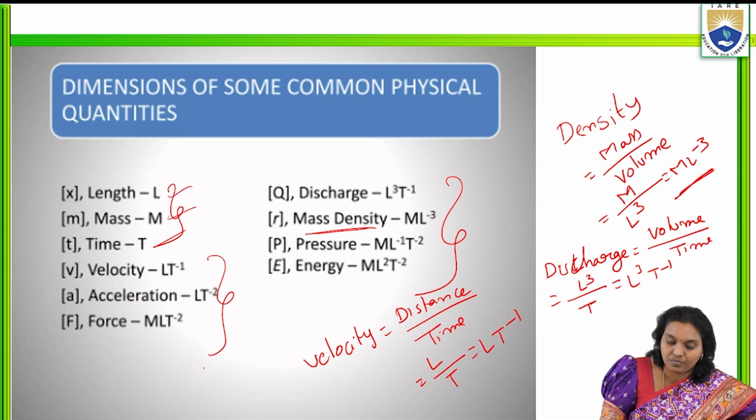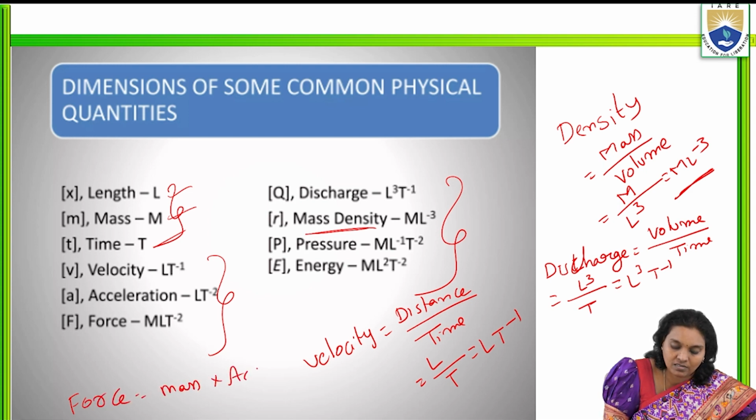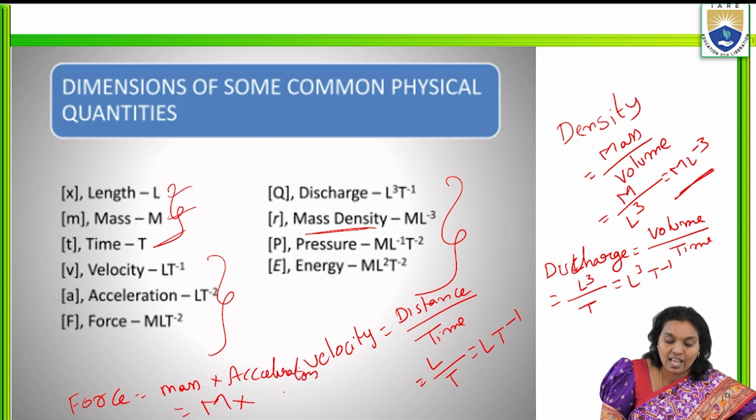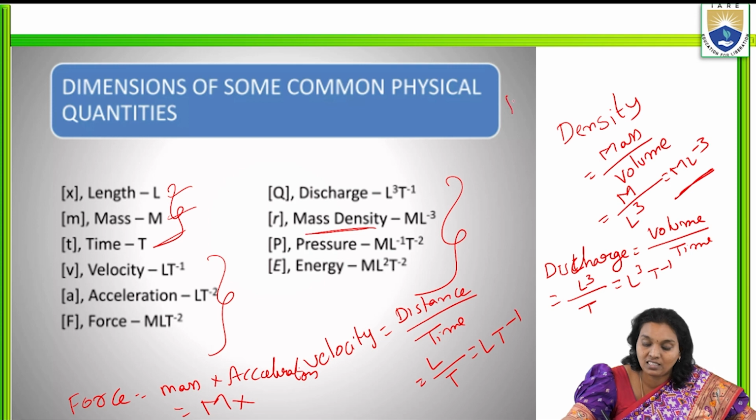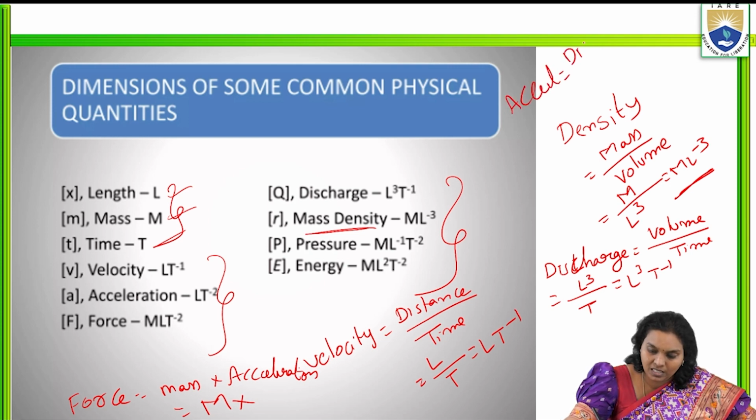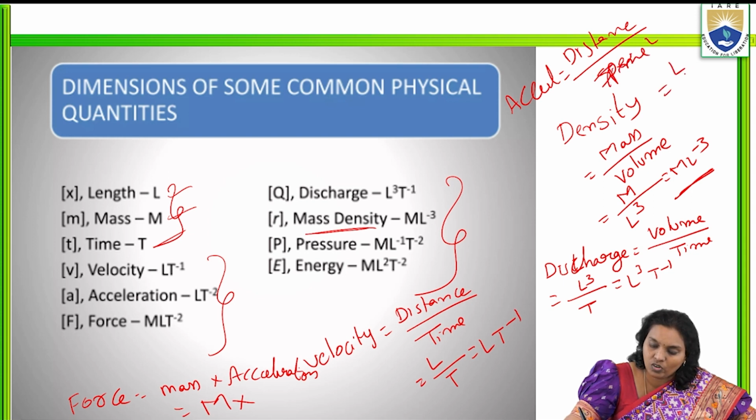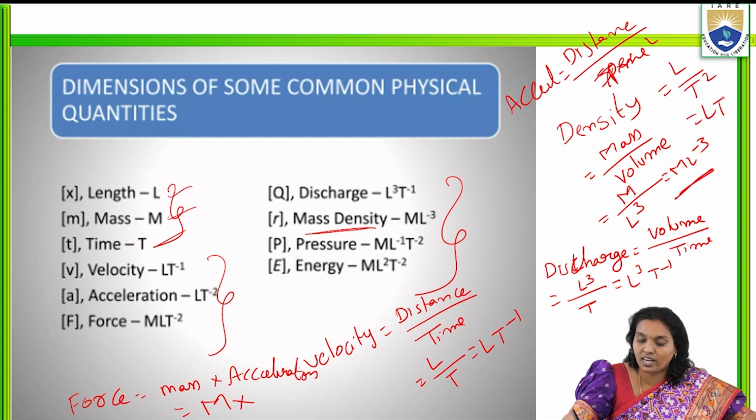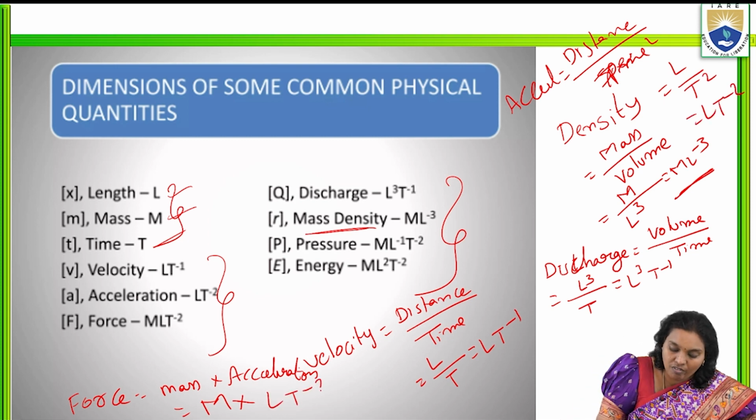So coming to the force. Force is equal to mass into acceleration. Mass is M. Acceleration, first we may calculate acceleration. Acceleration is equal to distance by time squared. That is equal to L by T squared, which is equal to L T to the power of minus 2. So force is equal to M L T to the power of minus 2.